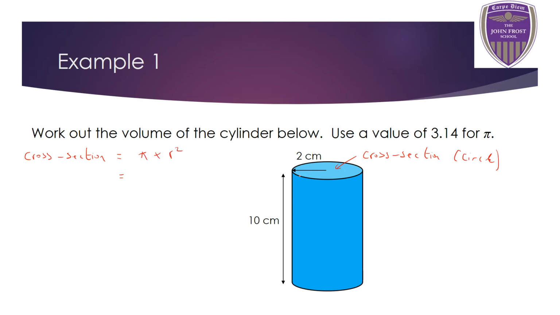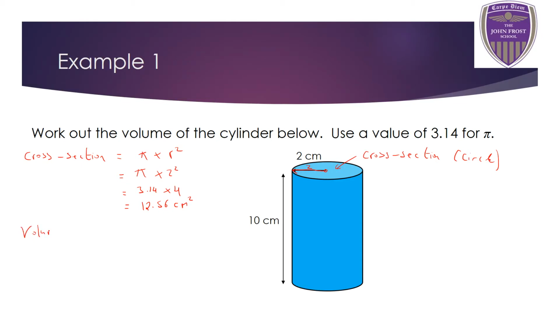Now the radius of this, remember the radius is halfway across the circle. So we're lucky here, that is 2. So I've got to do pi times 2 squared. So 3.14. Remember 2 squared, do the squaring first. 2 squared is 4. So 3.14 times 4, I know this from memory, is 12.56. It's an area, so cm squared.